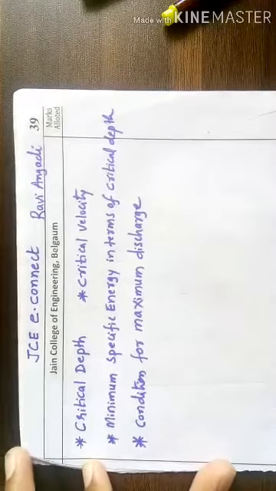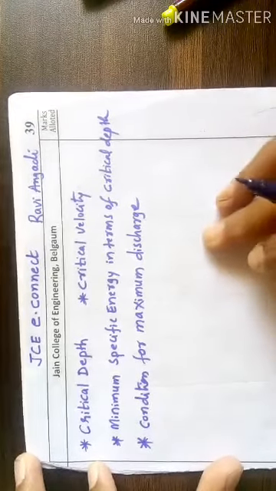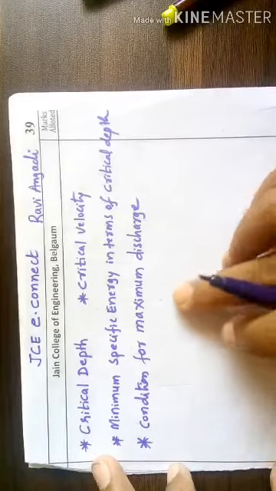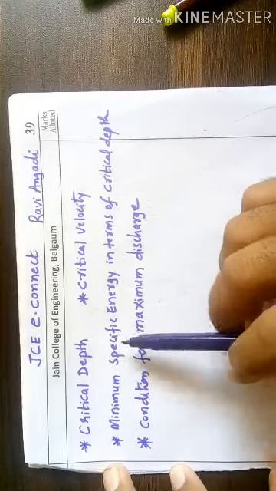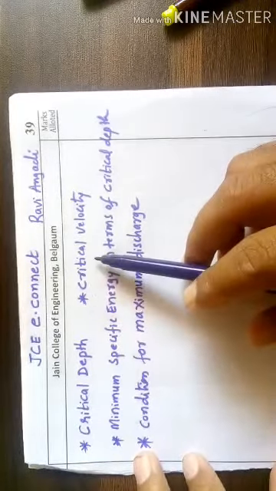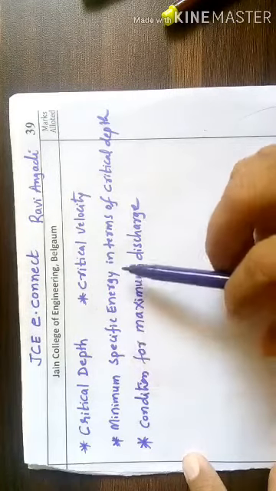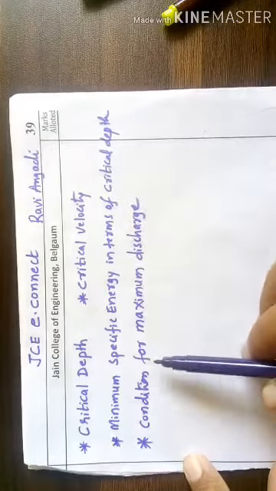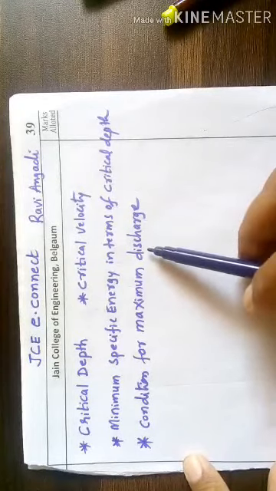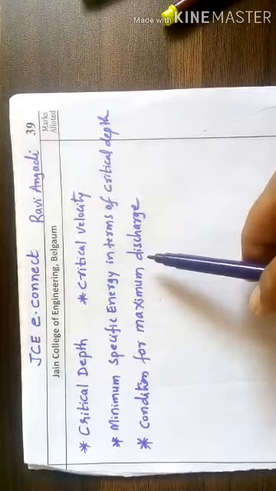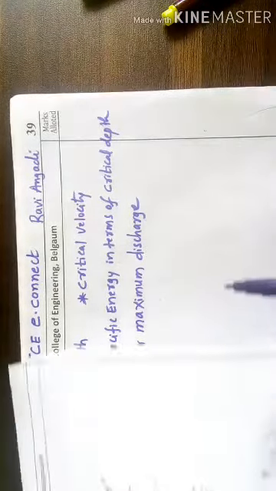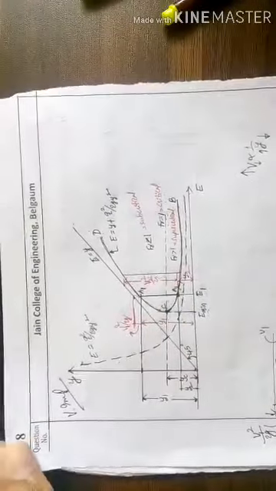Hello everyone, JCE Connect. In this particular lecture, I will be discussing critical depth, critical velocity, minimum specific energy in terms of critical depth, and condition for maximum discharge. In the previous lecture, we discussed the specific energy curve, this curve.